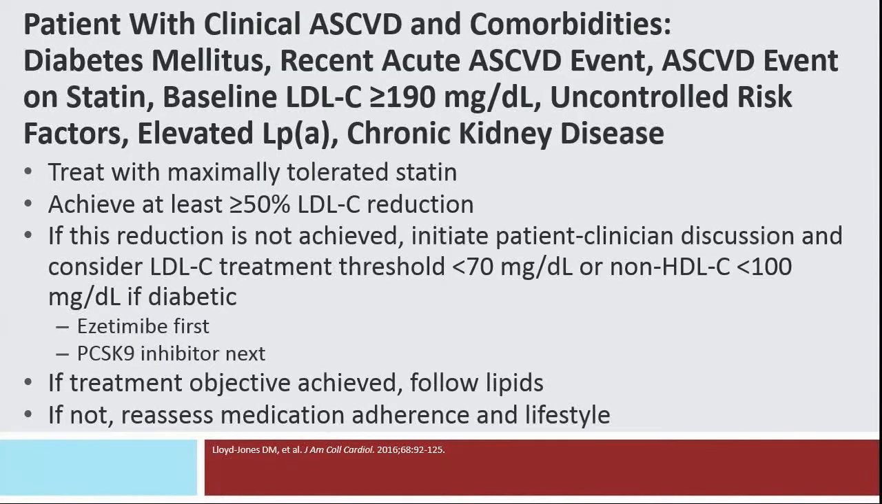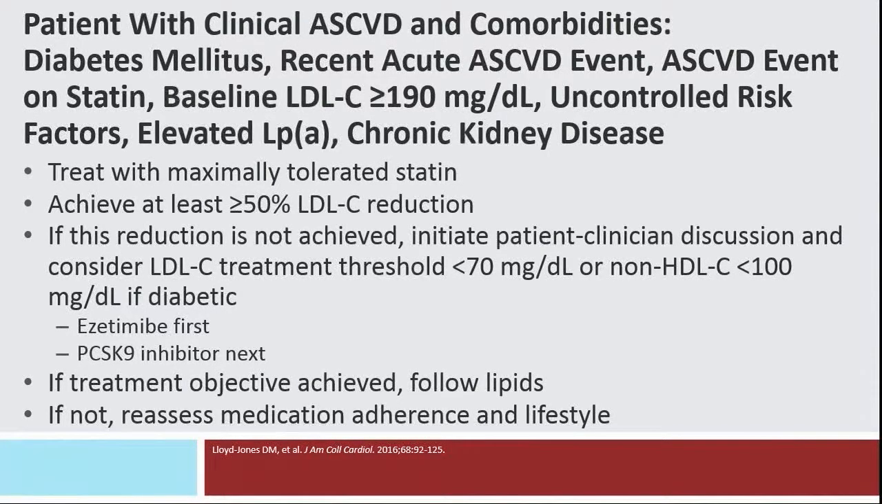Then there was the other group, which is ASCVD with comorbidities. And in this one, the comorbidities could be ASCVD with diabetes, post-ACS, patients who have recurrent events on optimal statin treatment, those who have FH with established cardiovascular disease, uncontrolled risk factors, you know those, difficult to manage hypertension, continued smoking, patients with high Lp(a) or those with CKD, stage 3 or 4.